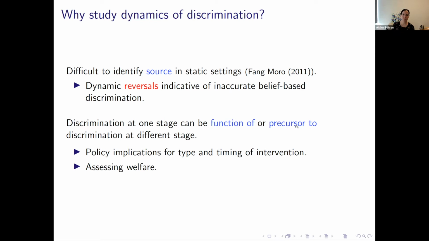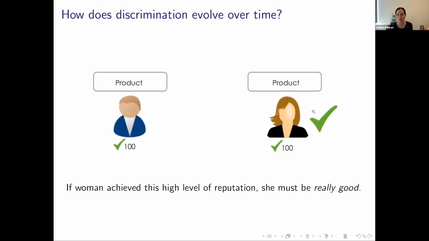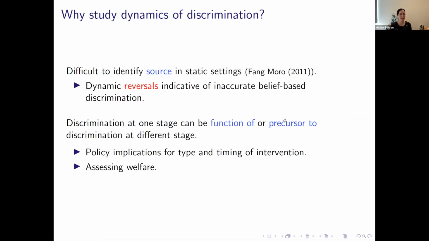Also, it's really important for interpreting discrimination in a given decision environment. It's important to have a sense of what the larger pipeline looks like. This is because discrimination at one stage can be a precursor to discrimination at a different stage. For example, if we see the woman being favored, and we just looked at this decision with the high reputation workers, we might say, oh, discrimination is not a problem. The woman's actually favored. We don't need to worry about it. But actually, the whole reason the woman is favored is because she faced earlier discrimination. And so in order to understand the full picture, we would miss that important component if we just looked at the static decision.